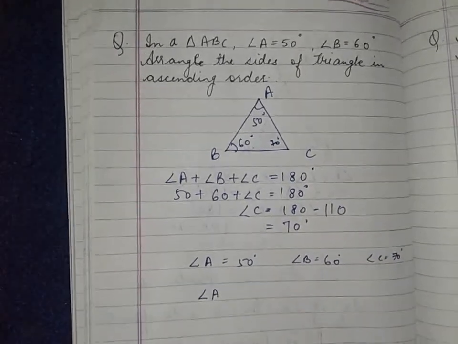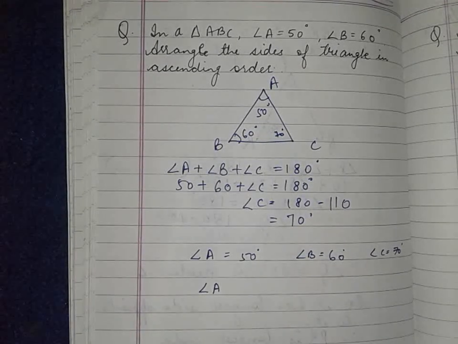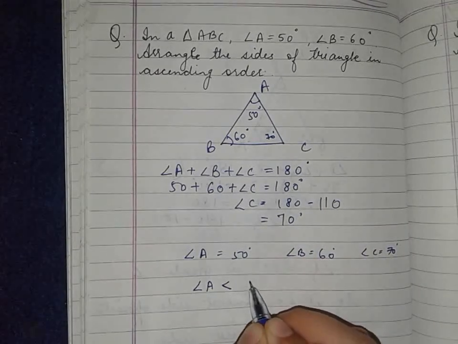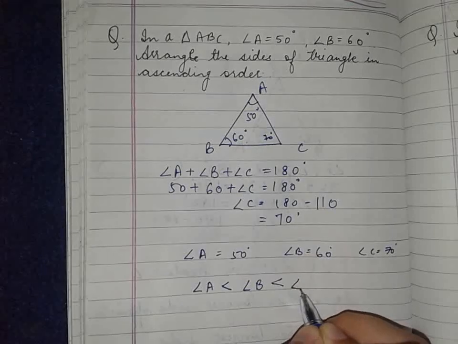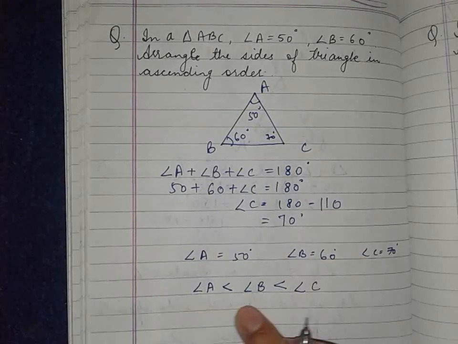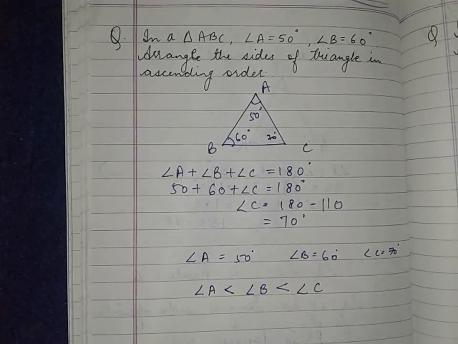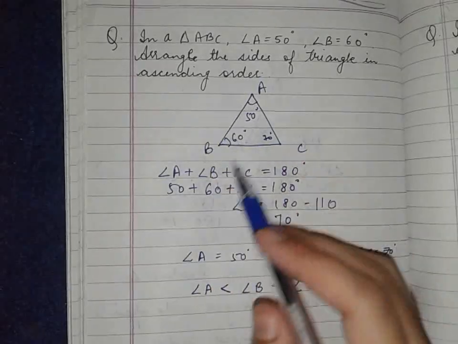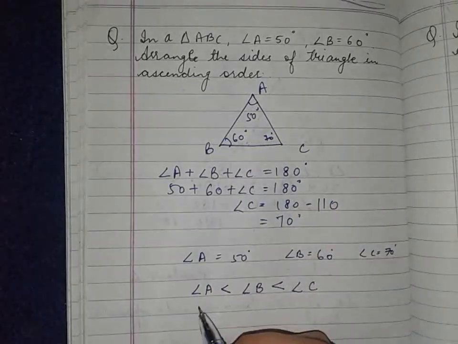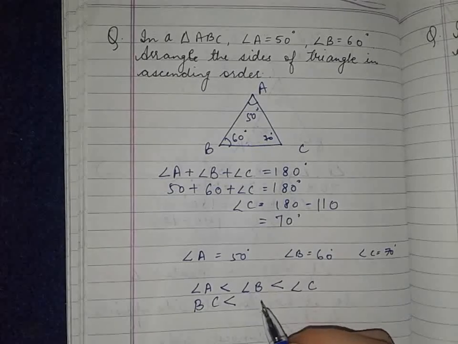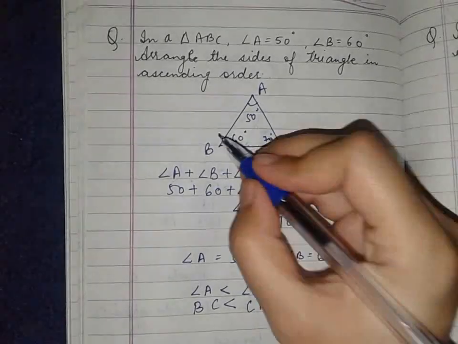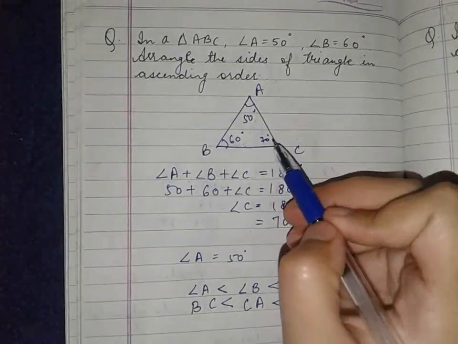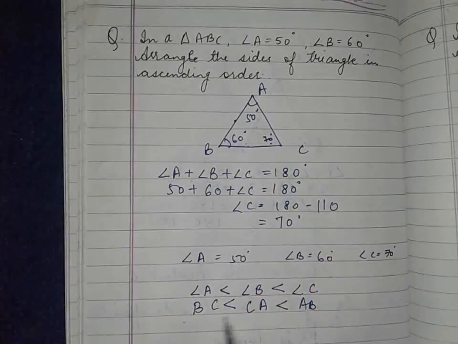First arrange the angles in ascending order, and corresponding sides will also be in ascending order. Angle A is less than angle B, less than angle C. So sides will be arranged in the same order because greater angle has longer side opposite to it. Opposite to angle A is BC. BC is less than, opposite to angle B is CA. Less than, opposite to angle C is AB. We will arrange them in this order.